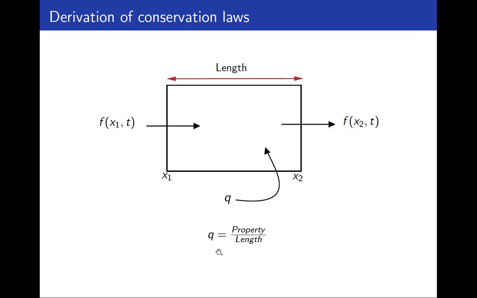This Q quantity represents a property. In the case of gases, it can represent pressure. In the case of multiple fluids, it can represent densities. In the case of particulate matter, it can represent concentration. But Q is just that property divided by a characteristic length. In this case, it will be this length here.